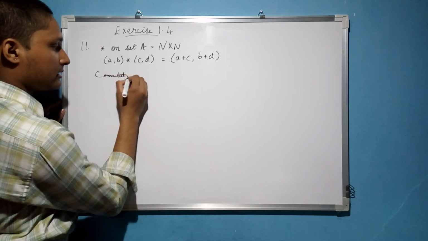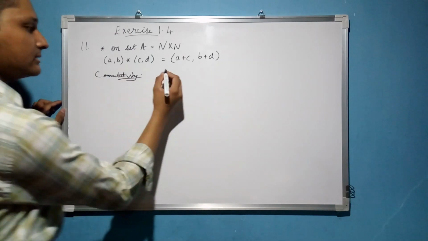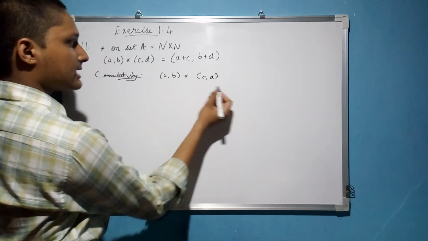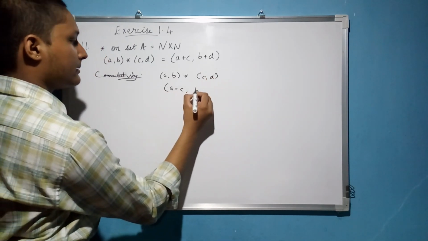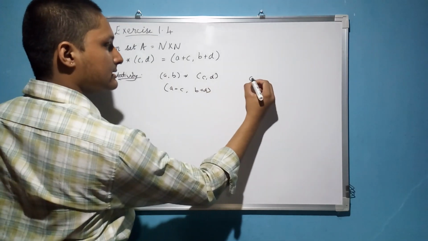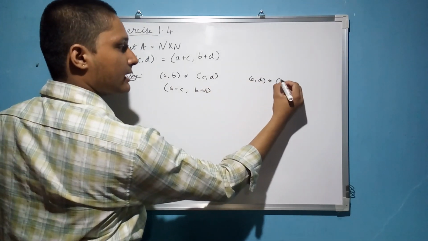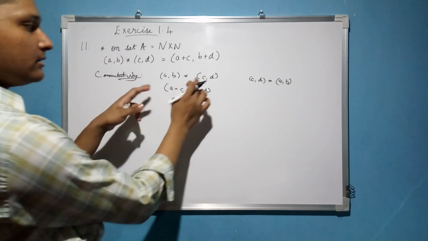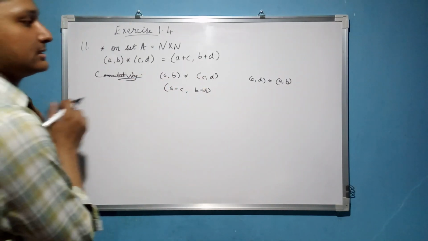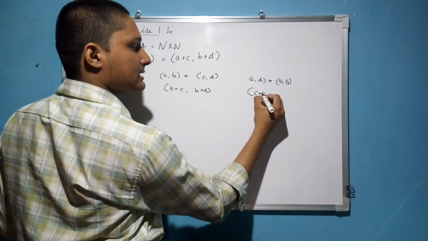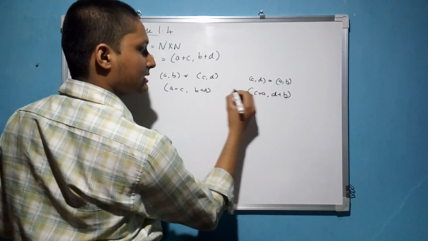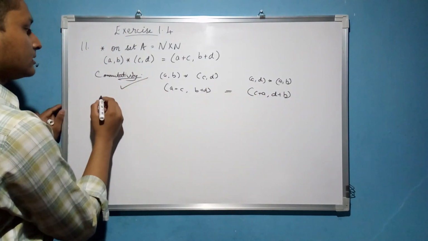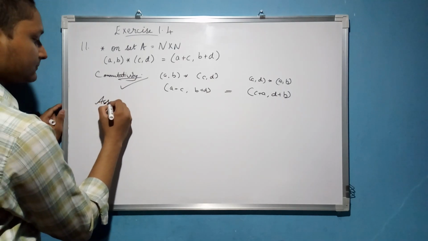This is commutativity. So we'll take (a, b) star (c, d). (a, b) star (c, d) comes to be (a plus c, b plus d). Then what is (c, d) star (a, b)? You are not going to take everything as a reverse; here the second element comes first for commutative. So this comes to be (c plus a, d plus b). They are equal, right? a plus c and c plus a are the same, b plus d and d plus b are the same. So it is commutative.